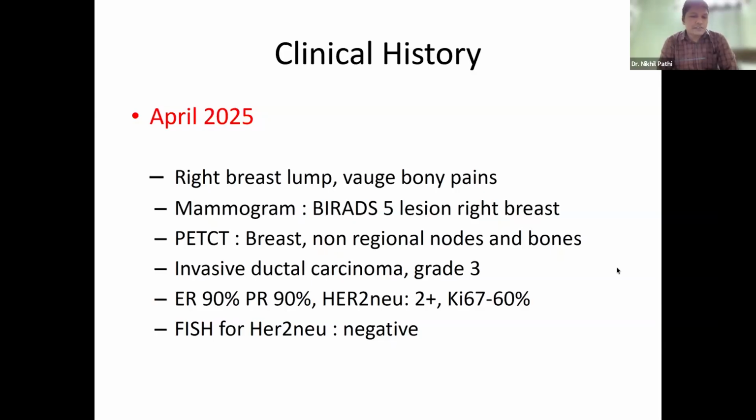A PET-CT was done, which revealed the primary in the breast with regional axillary nodes as well as multiple non-regional nodes in the cervical area, mediastinal, as well as abdomen. There were also scattered bony metastases noted. A biopsy of the breast lesion was done, which was suggestive of invasive ductal carcinoma, grade 3, and IHC for receptor status was performed, which was strongly positive for ER, 90%, and HER2 was 2 plus, which was again confirmed by FISH, which was found to be negative. The Ki-67 was about 60%.